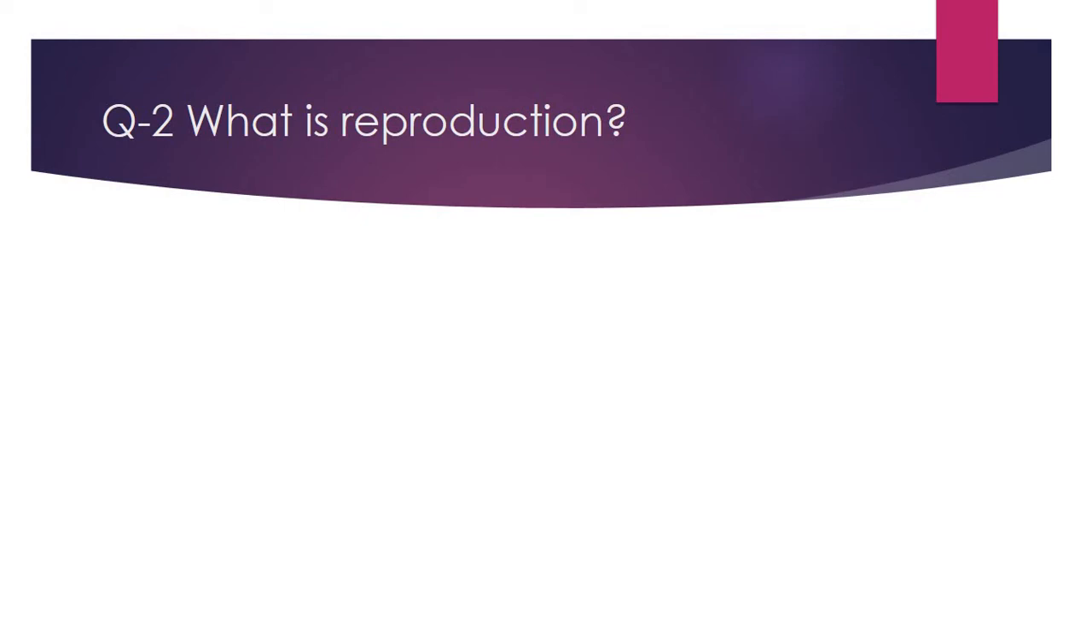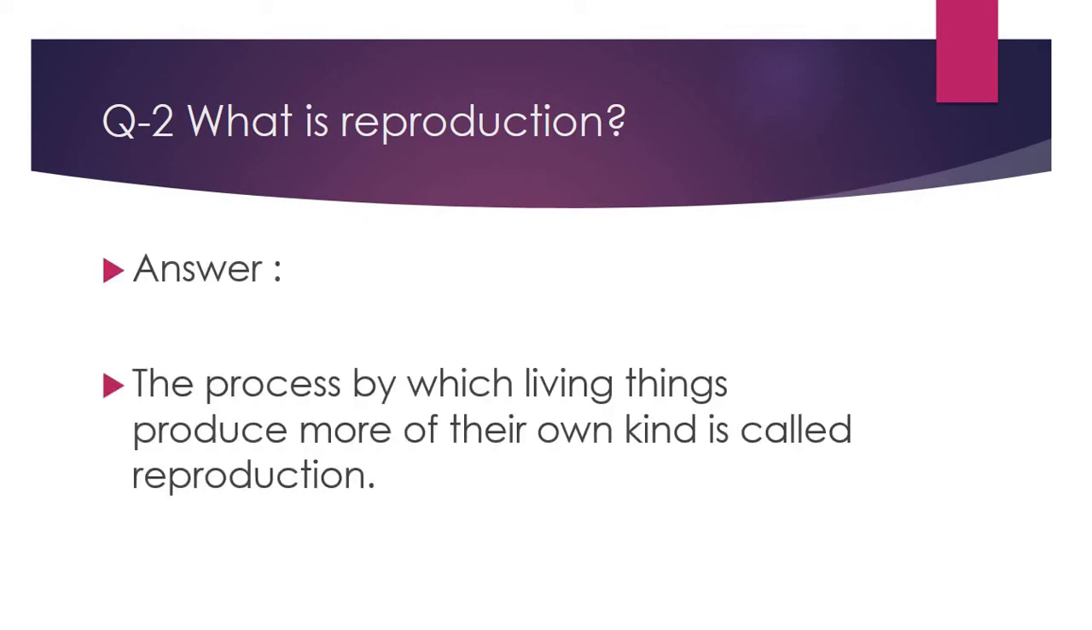Question 2. What is reproduction? Answer: please start writing, students. Also listen to me simultaneously to understand the answer, but your hands should be on your book and your eyes on the screen. Okay, so what is reproduction? Answer: the process by which living things produce more of their own kind is called reproduction. This same definition is there in your textbook in the keywords.